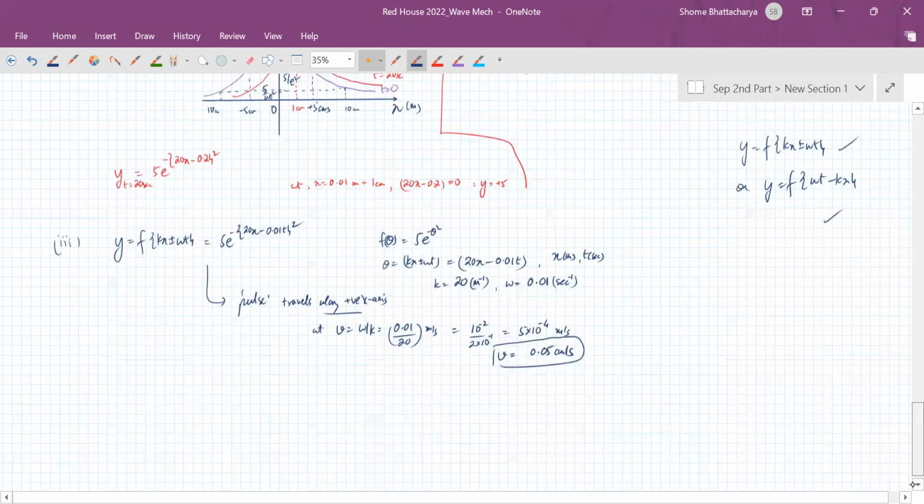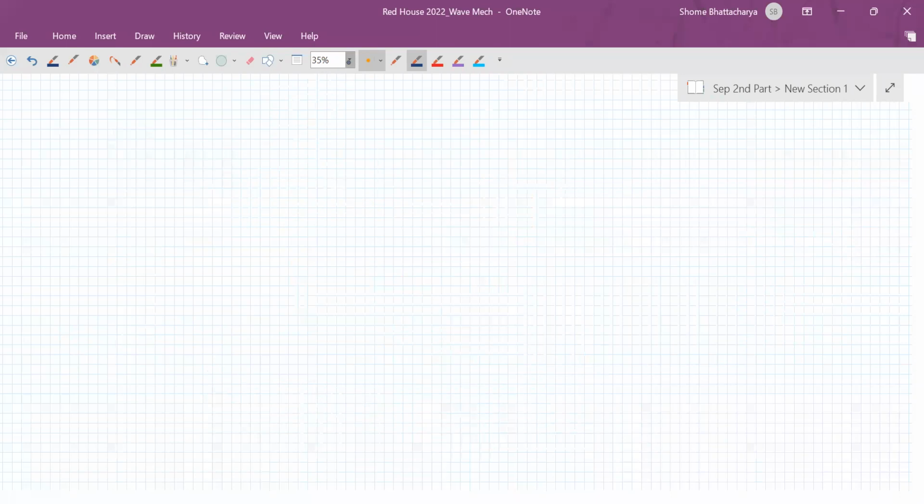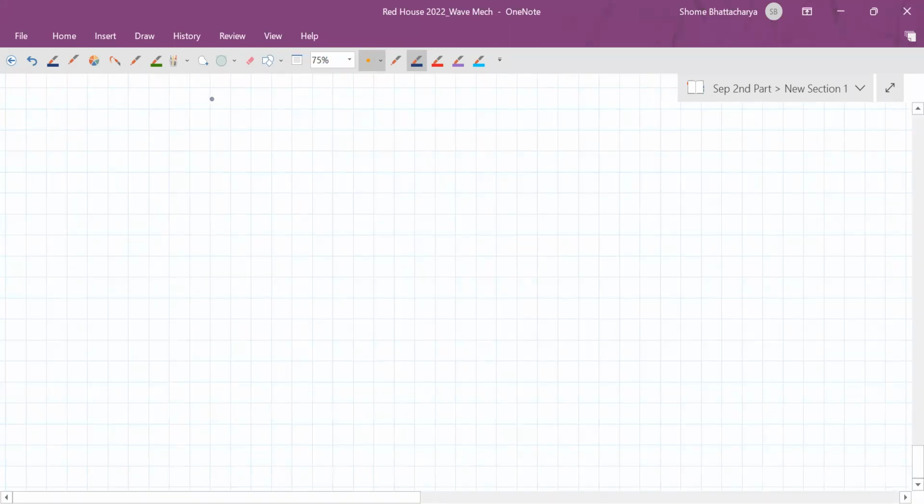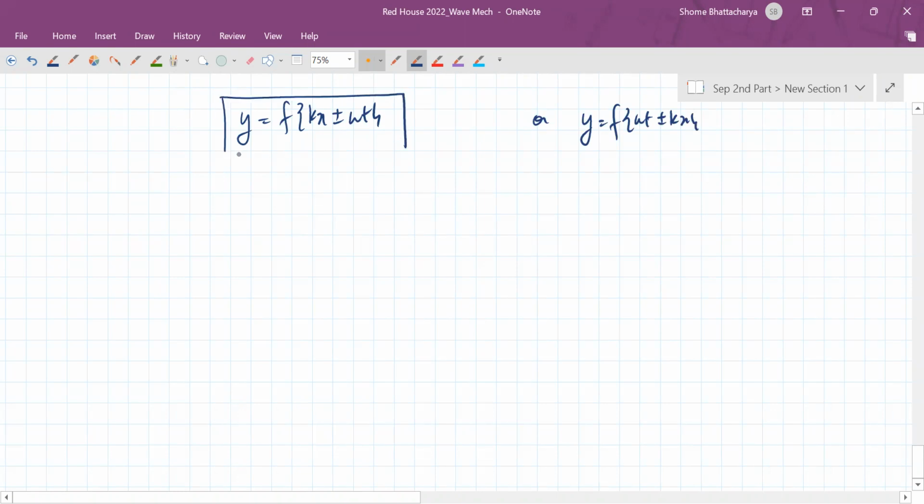Okay, so now that we have understood with an example about this general equation, let's look at some more things about interpretation of this before we come to more questions. Okay, so y is equal to f of kx plus or minus omega t, or it can also be written like this as we have discussed. It doesn't matter how we write it. This is the general equation of a one-dimensional transverse wave.